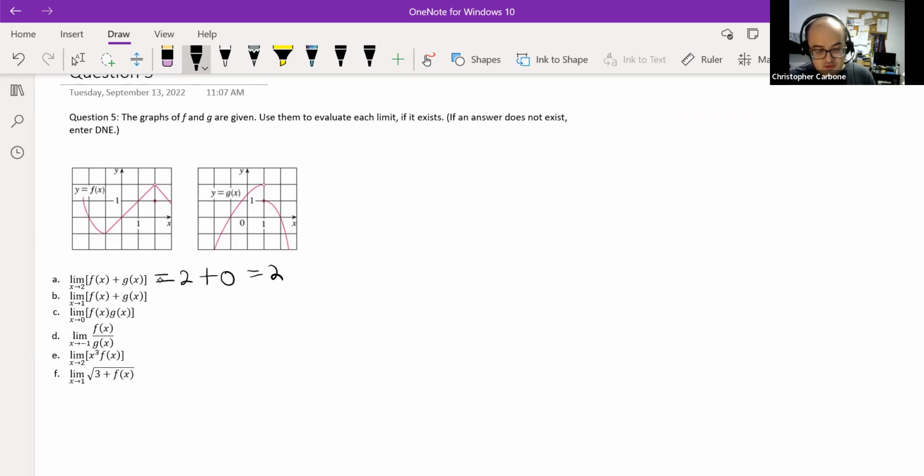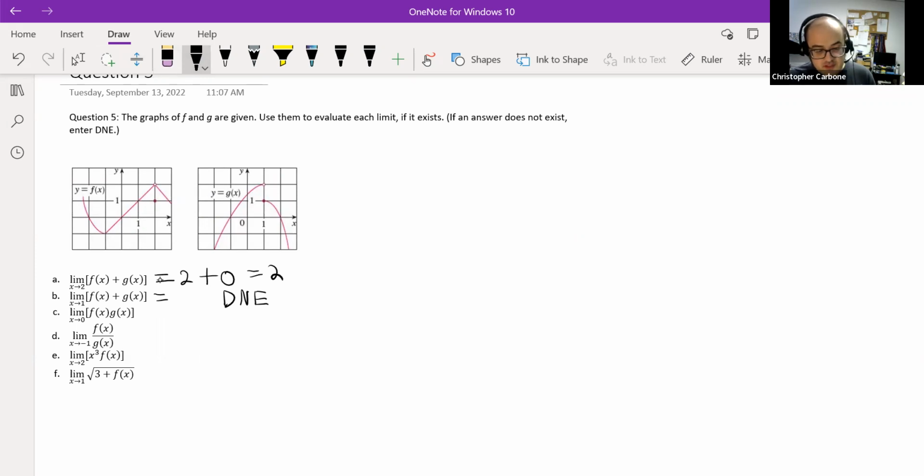For the limit as x approaches 1 of f of x plus g of x. So at 1, this just equals the value of 1 for f of x. And for g of x at 1, we could see we have a closed circle here, an open circle here. We're approaching 2 different numbers from the left or the right. So this one does not exist. I'll write it like this: does not exist. So this one, we would not be adding anything.